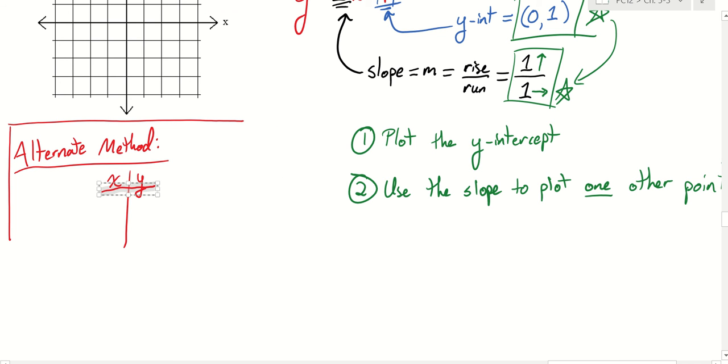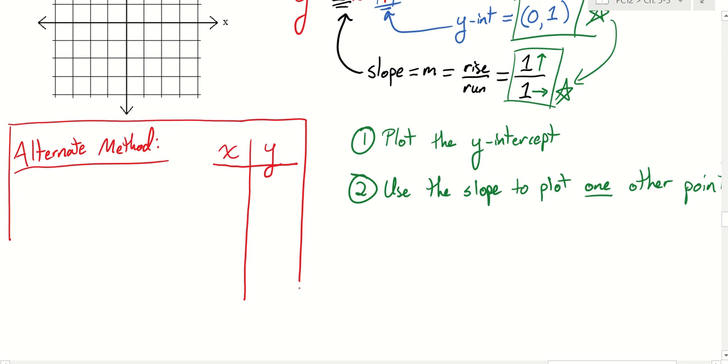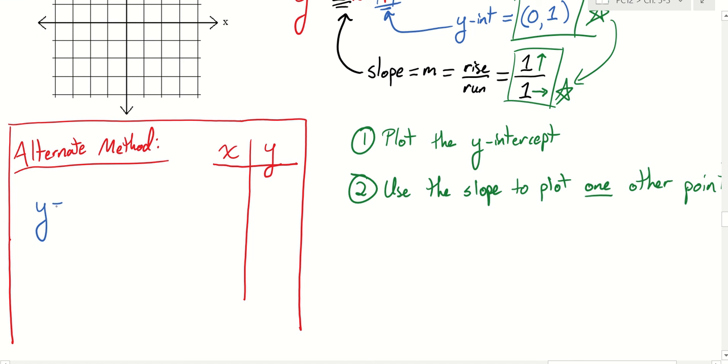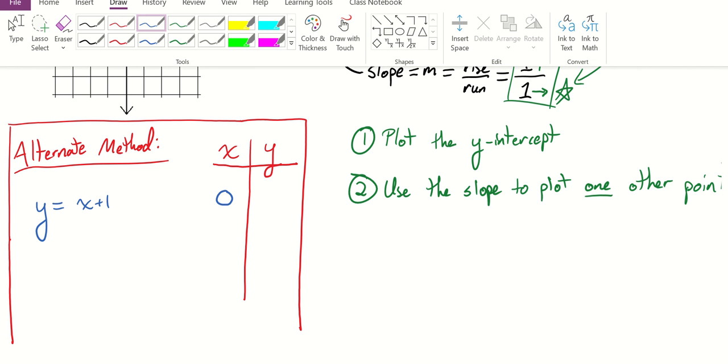I'll move this as well. So let's give ourselves some more workspace here, because we don't want to make our job even more difficult by having a workspace that is too cramped. Okay, so the alternate method here, we have our equation, y equals x plus 1. Let's plug in a certain value of x, let's say 0, because that's a really nice easy value to plug in. And then let's see what the value of y must be when x is 0.